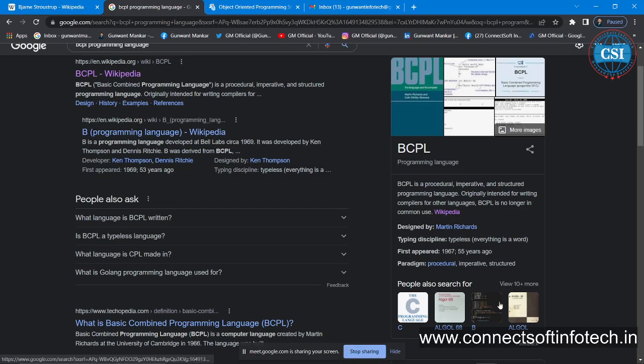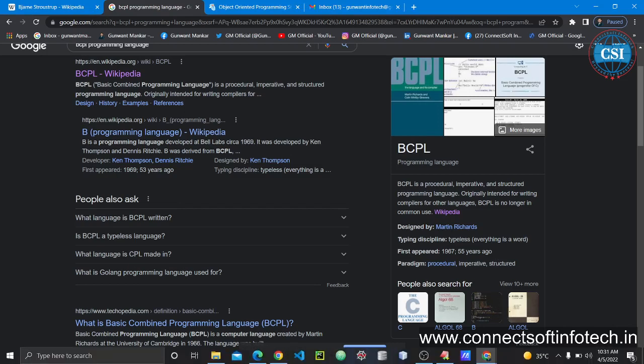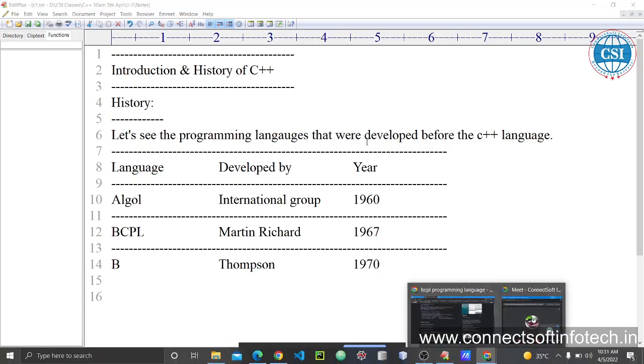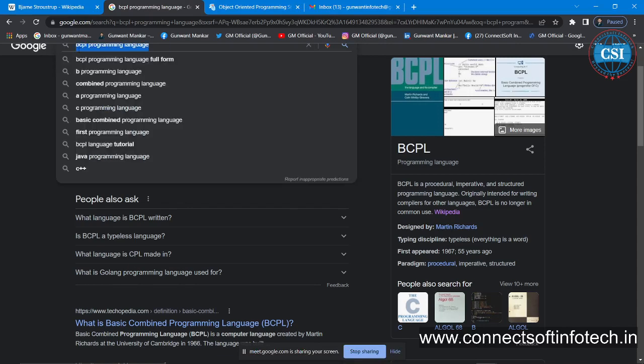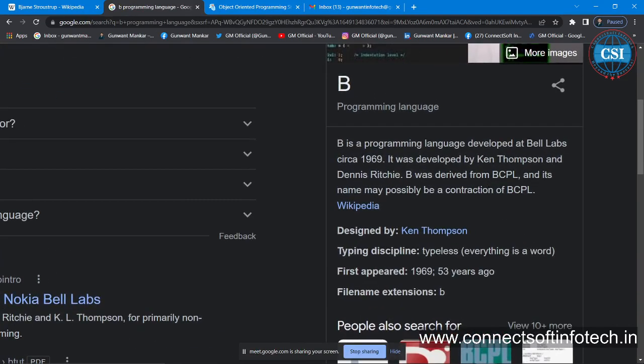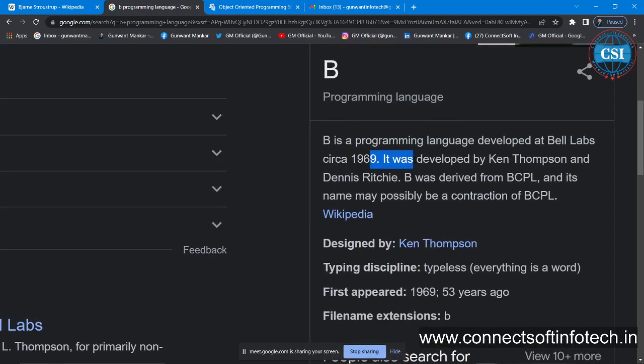So nowadays OOPs programming languages are what run in this era. The next one is B, by Thompson, Ken Thompson. It was designed and developed around 1970 at Bell Laboratories, 1969 or 1970. Ken Thompson is known as the founder of the Unix operating system.